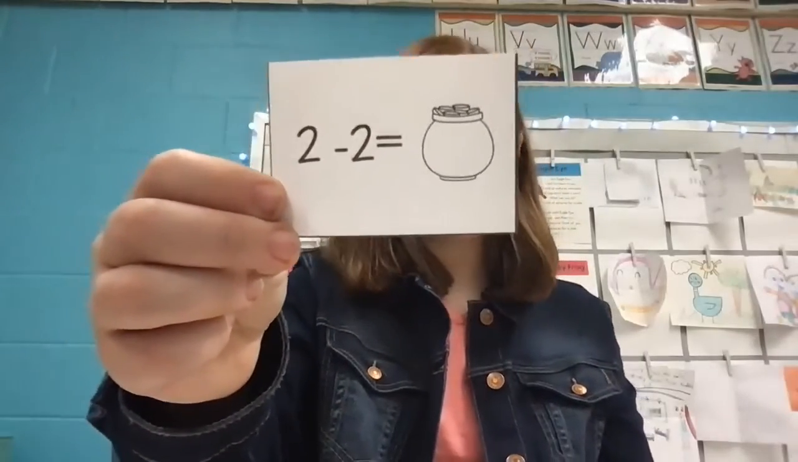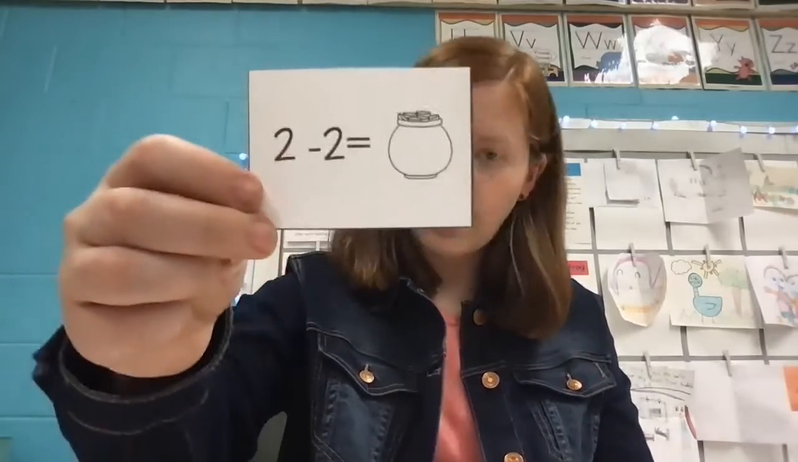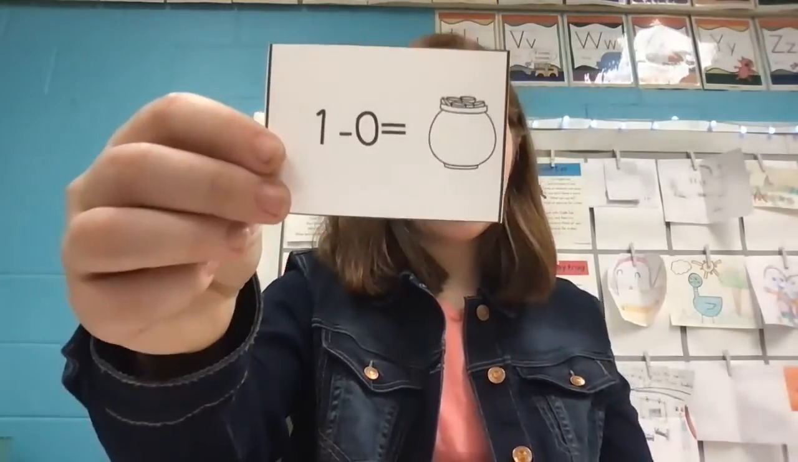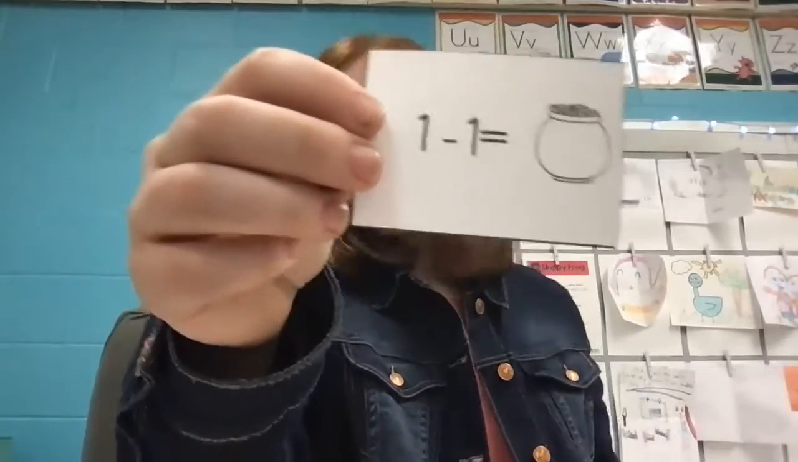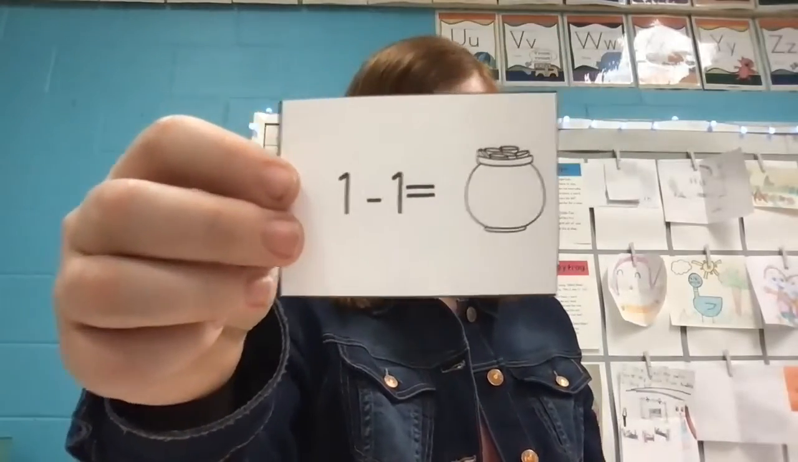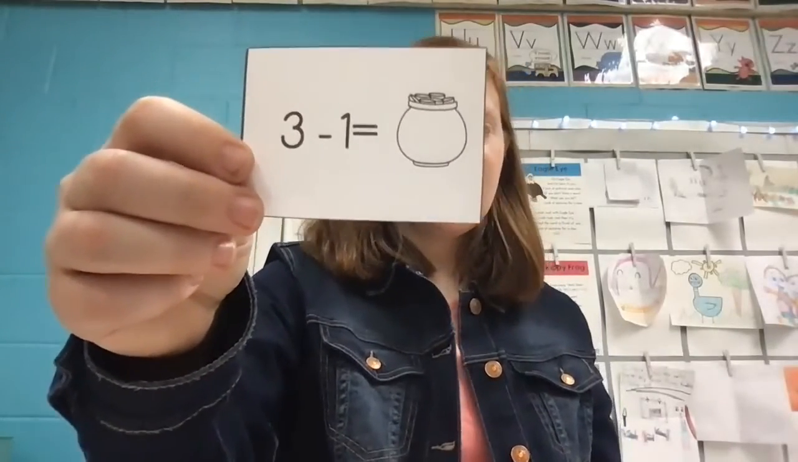All right. So for these, we're going to read the whole number sentence and then say the answer. So you can go ahead and read it along with me as I hold up the cards. 2 take away 2 is 0 left over. 1 take away 0 is 1 left over. 1 take away 1 is 0 left over. 3 take away 1 is 2 left over.